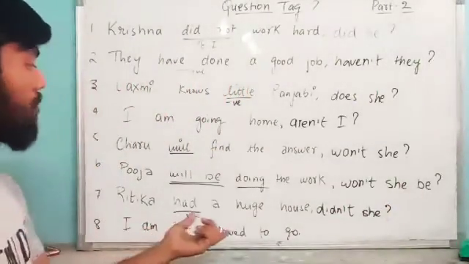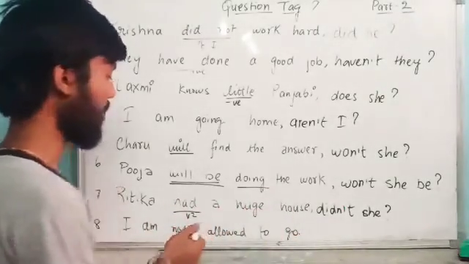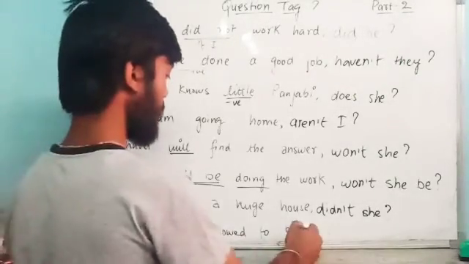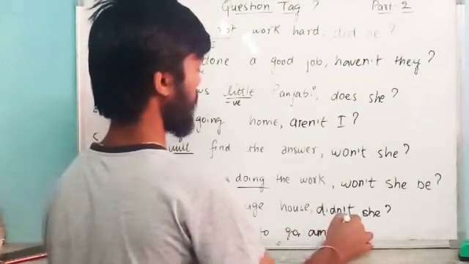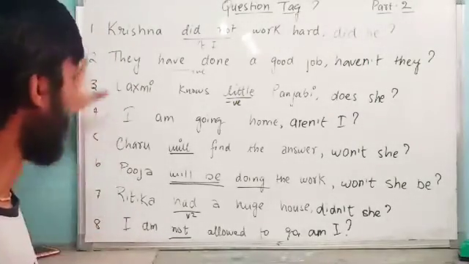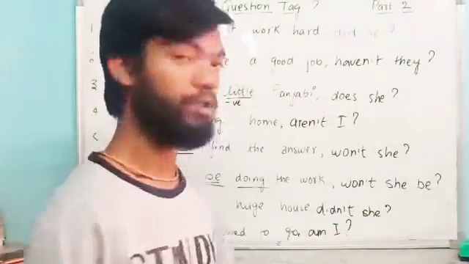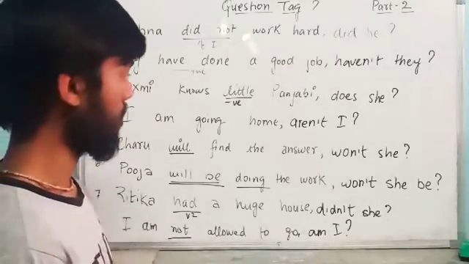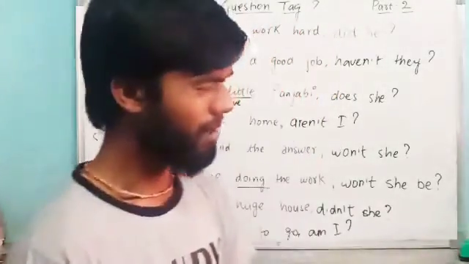Next is I am not allowed to go. Right? This is a negative sentence, so we need a positive question tag. So this will be am I. I hope you understood this, right? So we discussed these 8 statements and changed them into question tags. I hope your concepts are clear on how to change a statement to a question tag, right? Now we are going to discuss a few more rules.